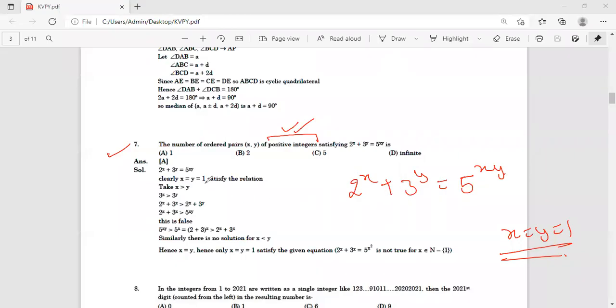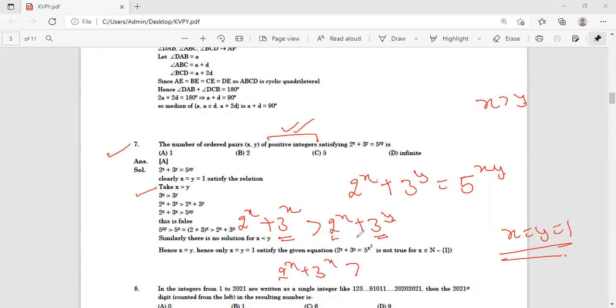So here you can see how I've solved here. Suppose x is greater than y. Just assume x is greater than y. So you get 2 raised to power x plus 3 raised to power y will be less than 2 raised to power x plus 3 raised to power x, because x is greater than y. So this LHS will be greater. So we got 2 raised to power x plus 3 raised to power x is greater than, this is nothing but 5 raised to power xy.